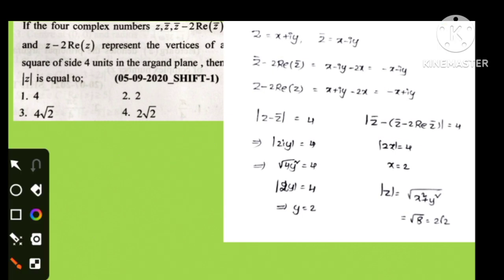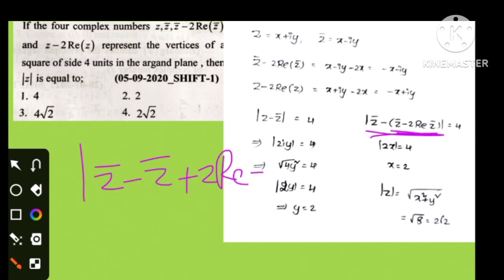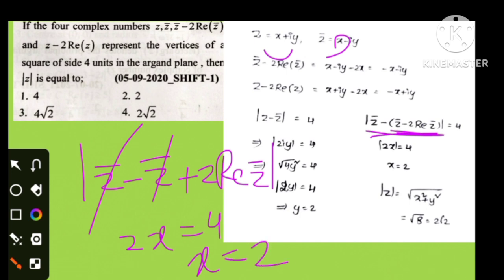See here, take the simplification. Modulus of z bar, apply the minus sign here, minus z bar minus of minus 2 into real part of z bar. Cut these two values. 2 into what is the real part of z bar? x. So you get 2x is equal to 4. Then the value of x is equal to 2. So finally you get the x value and y value.